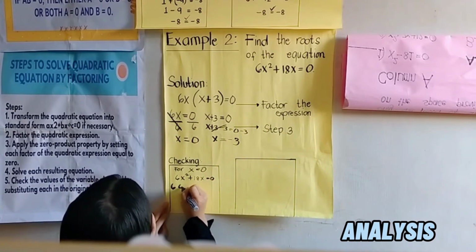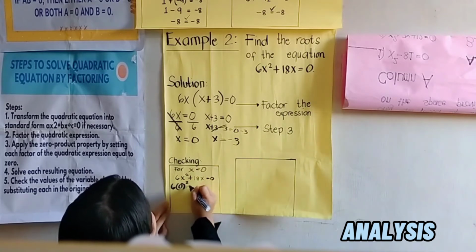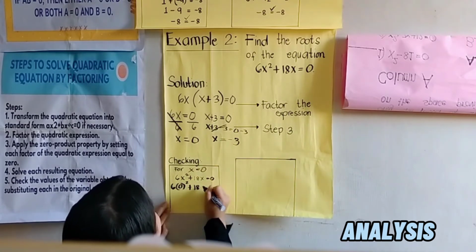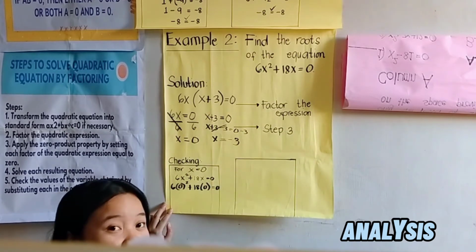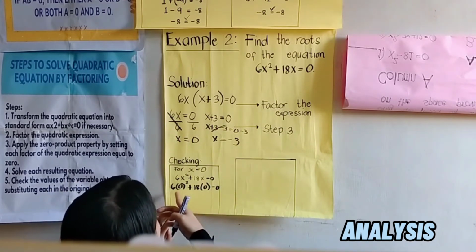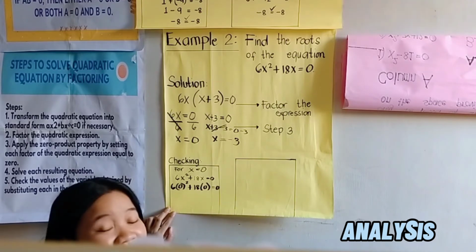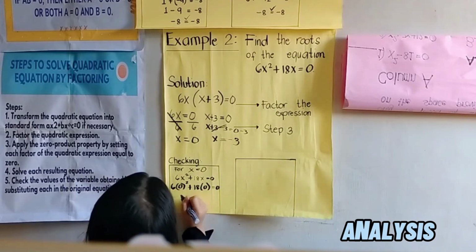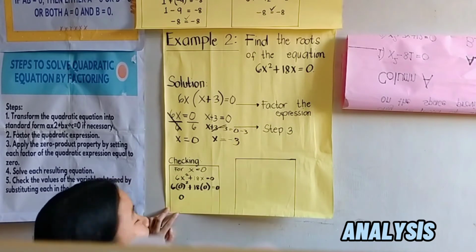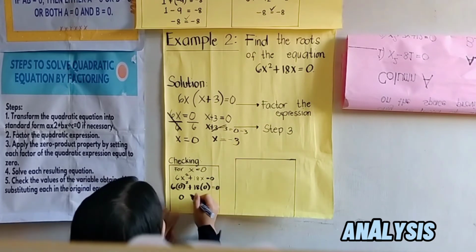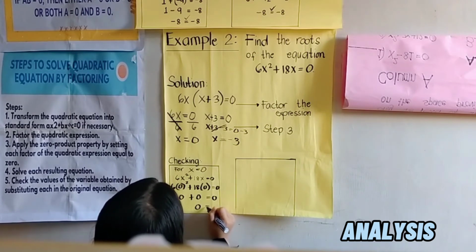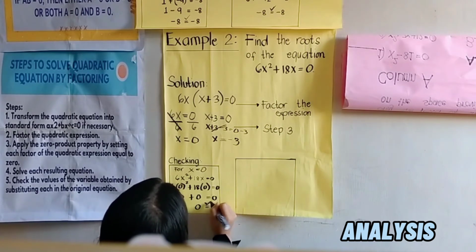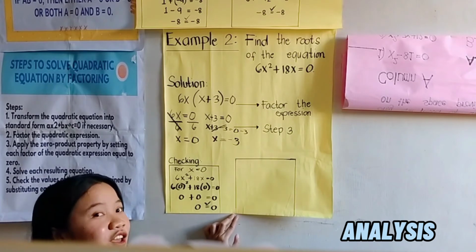We have 6 times 0 squared plus 18 times 0 is equal to 0. Now, we could have 6 times 0, of course, 0, plus 18 times 0, of course, 0. So, it shows that our value for x equals 0 is correct.